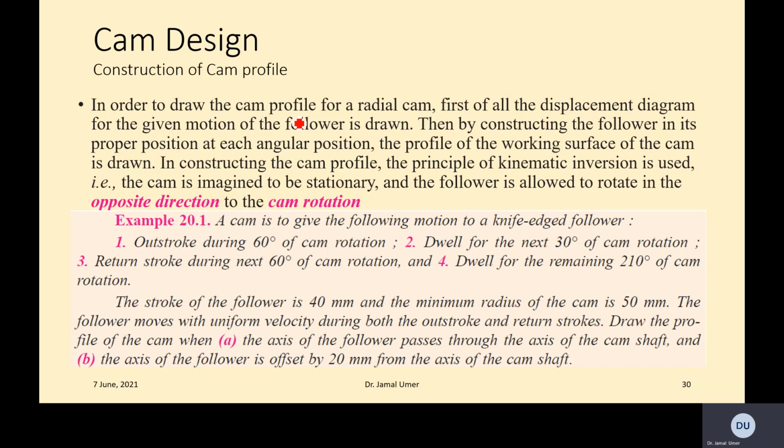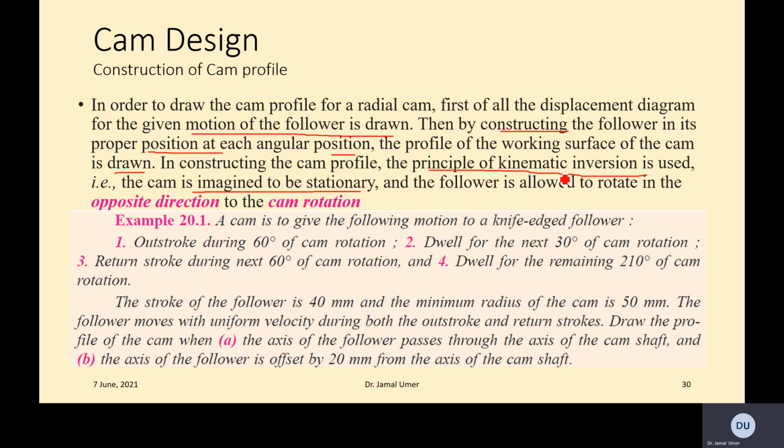Okay, in order to draw the cam profile for a radial cam, first of all, the displacement diagram for a given motion of the follower is drawn. So the very first step in today's lecture is to draw the displacement diagram. Then by constructing the follower in its proper position at each angular position, the profile of the working surface of the cam is drawn. In constructing the cam profile, the principle of kinematic inversion is used. The cam is imagined to be stationary and the follower is allowed to rotate.